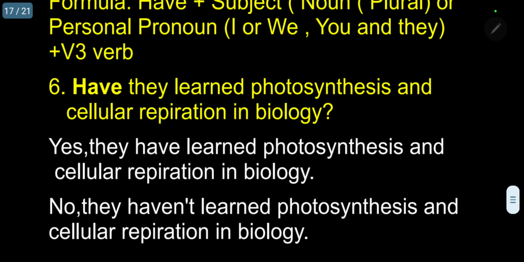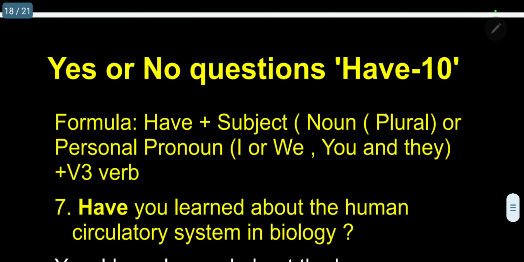Next, question number 6. Have they learned photosynthesis and cellular respiration in biology? There are two possibilities. If yes, kindly follow, "they" will not change: they have learned photosynthesis and cellular respiration in biology. Photosynthesis means the process by which plants synthesize glucose with the help of carbon dioxide using chlorophyll. Another answer, no, they have not learned photosynthesis and cellular respiration in biology. Kindly follow.